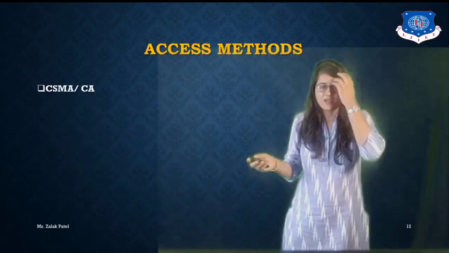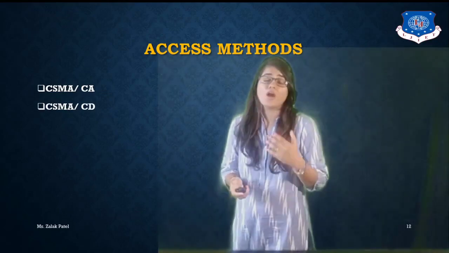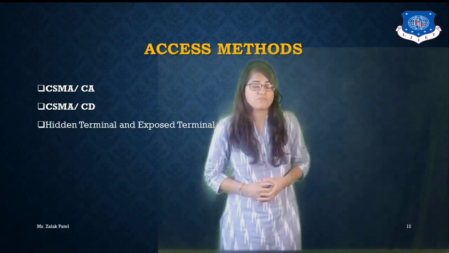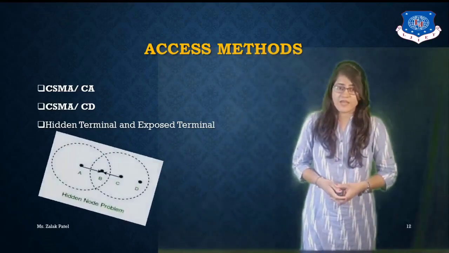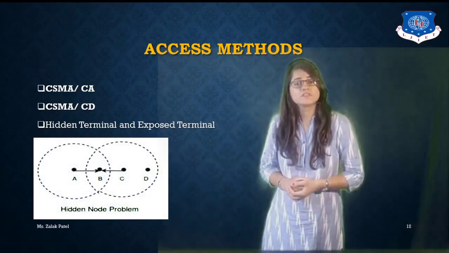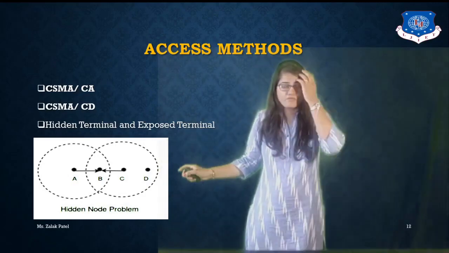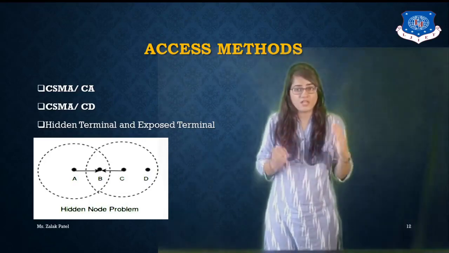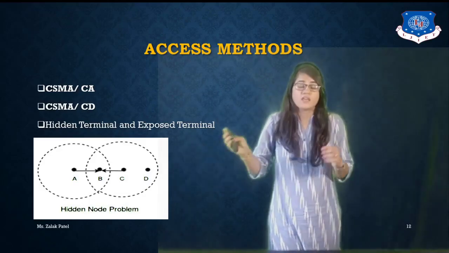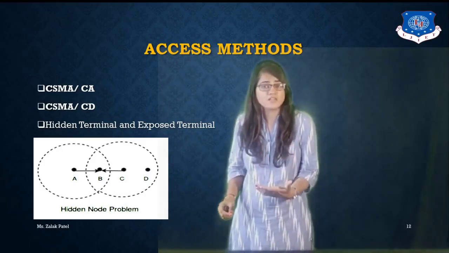For the CSMA case, there can be different access methods. CSMA-CA means collision avoid, and CD means collision detect. Here two types of terminals are possible. First one is the hidden terminal, and second one is the exposed terminal. In the figure, for terminal A, terminal D is the hidden terminal. If the user at terminal A wants to transmit data to terminal C, then for the terminal A user, the terminal D user is called a hidden terminal.